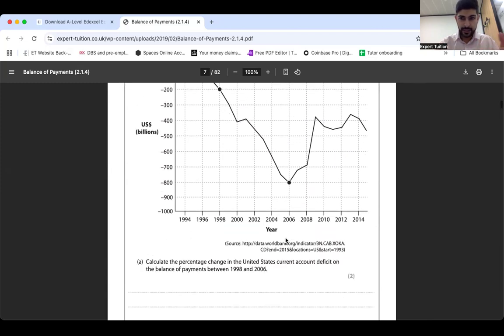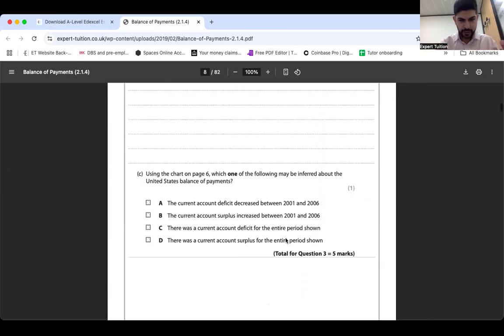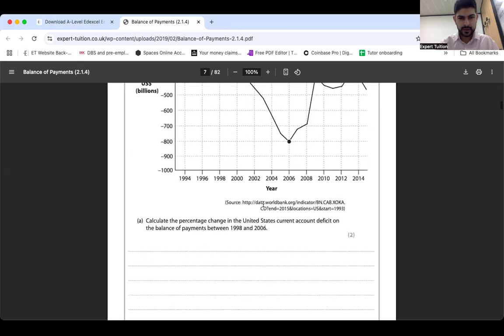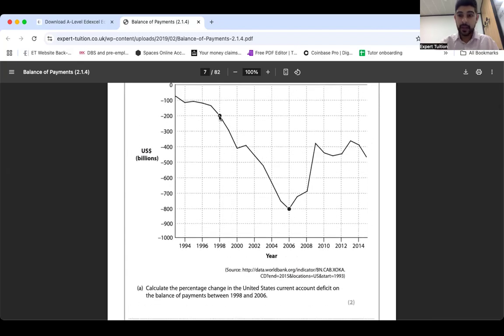So it's C, but let's just go through what the other options were. The deficit decreased between 2001 and 2006. Well, clearly no, it increased. And now a lot of people, by the way, mistakenly would look at this chart and go, oh, it's going down. No, but it's the deficit. It's a negative number. It's getting more negative. Therefore, it's increasing. That's really important to understand.